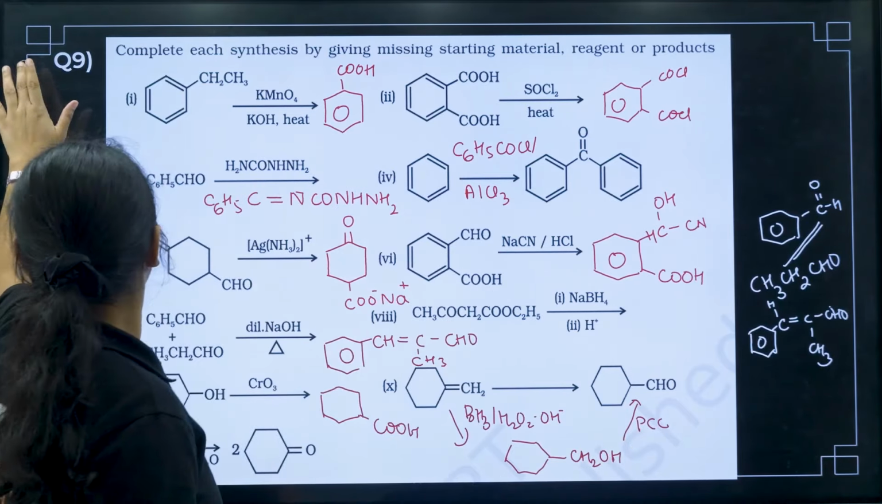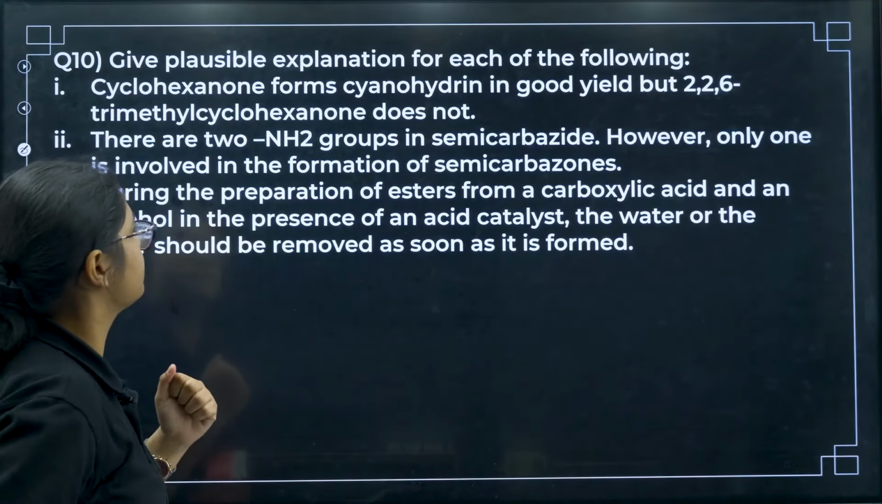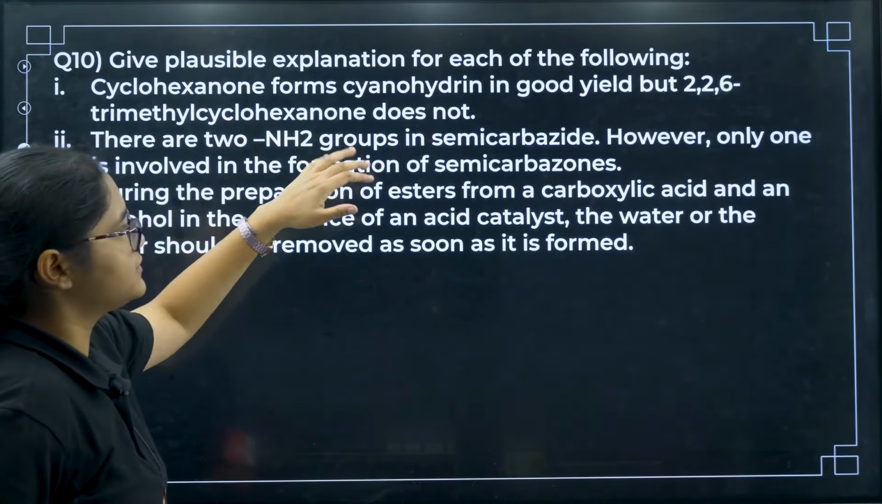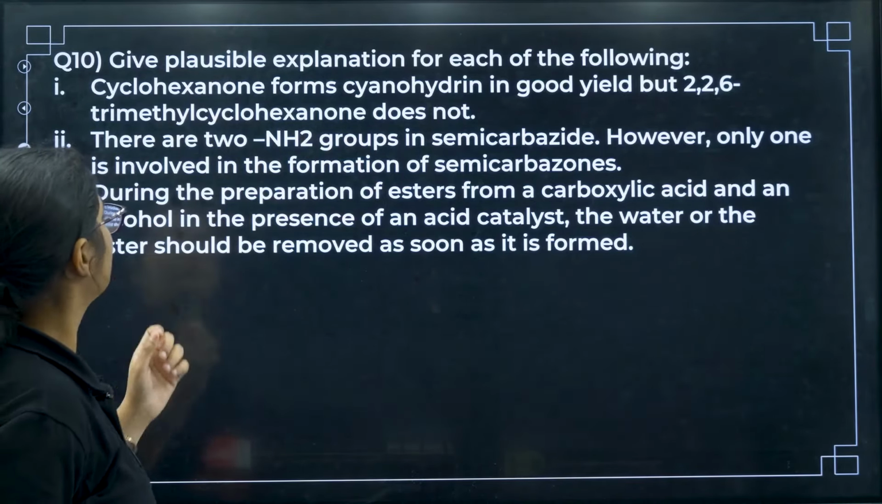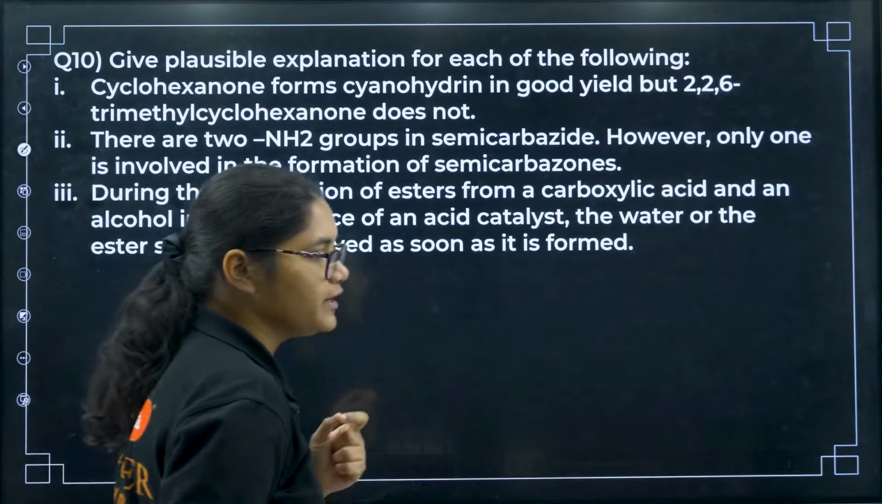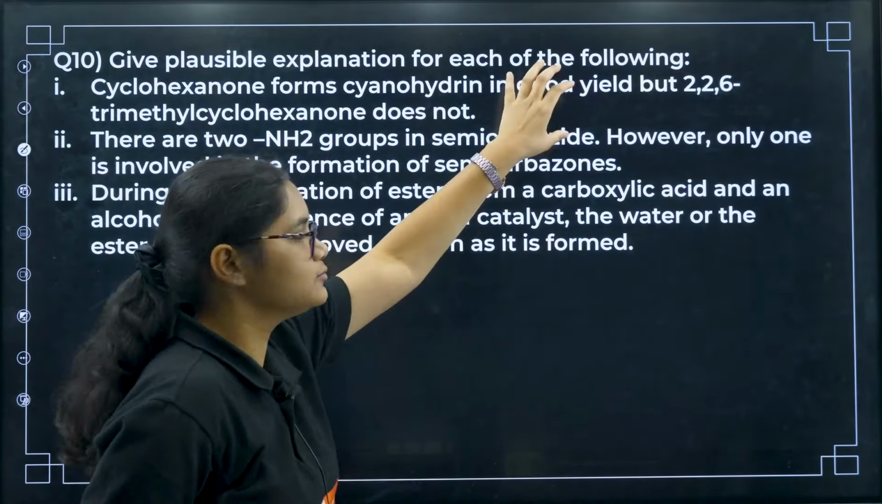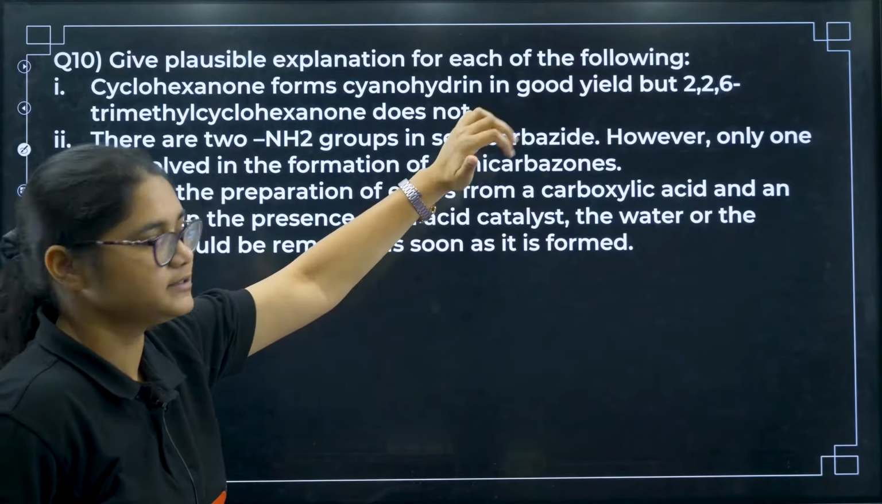Okay. Next we'll see question number 10. Give a possible explanation for all of the following. Cyclohexanone forms cyanohydrin in a good yield, but 2,2,6-trimethyl cyclohexanone does not. So we know that in nucleophilic addition, the less the steric hindrance, the more the reaction. So here there is more steric hindrance, that is why the reaction is very slow.